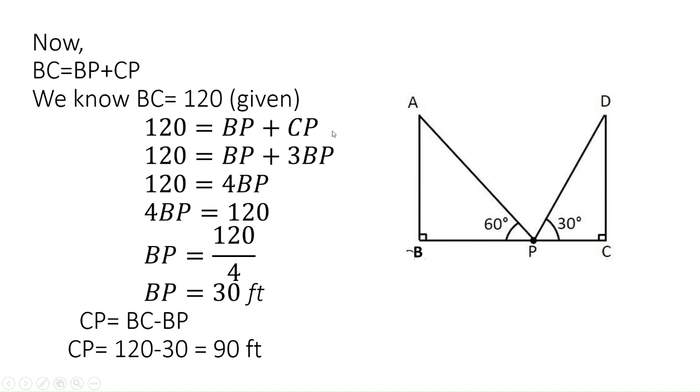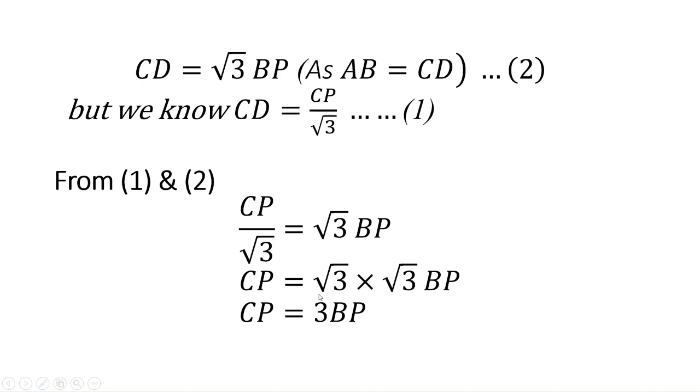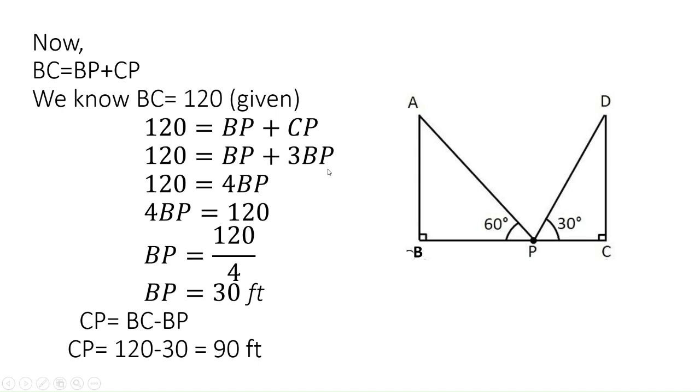But the width of the road is given as 120 feet. So we are equating 120 is equal to BP plus CP. But CP is equal to 3BP here. We have derived it. So we are substituting 3BP in the place of CP. So 120 is equal to BP plus 3BP is equal to 4BP. So 4BP is equal to 120. BP is equal to 120 by 4, simplified, 30 feet.